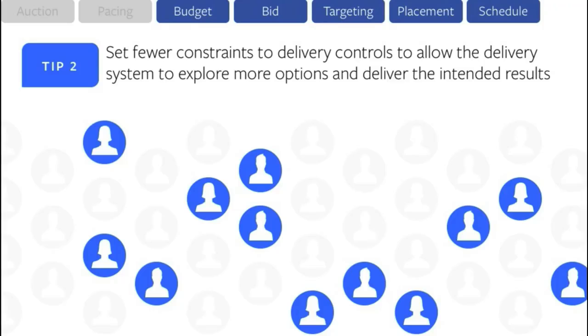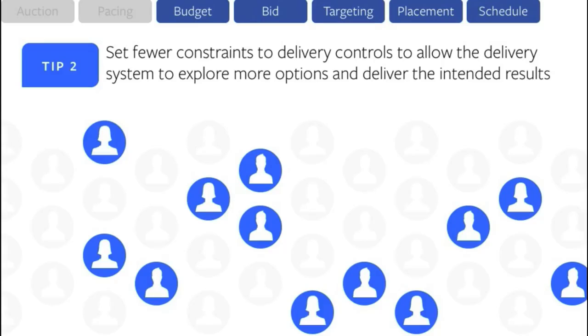Our delivery system works to find the best results based on an advertiser's goals, while taking in constraints that an advertiser sets, like defining an audience, placement, budget, and bid. We recommend setting fewer constraints and only using them when there's a business justification to do so. For example, bidding your true value based on your break-even point, or bidding differently for multiple audiences with significantly different value to your businesses.